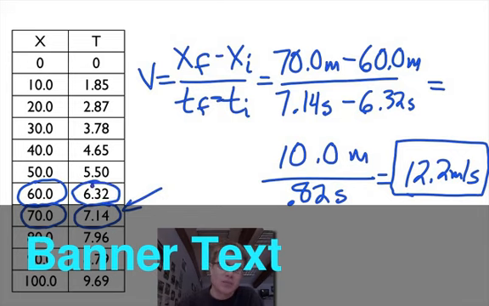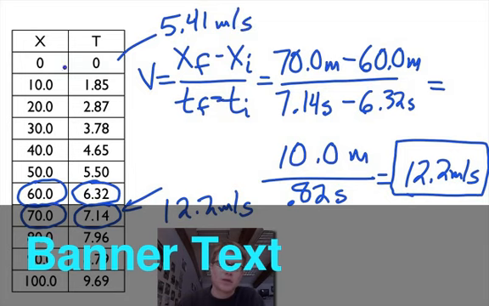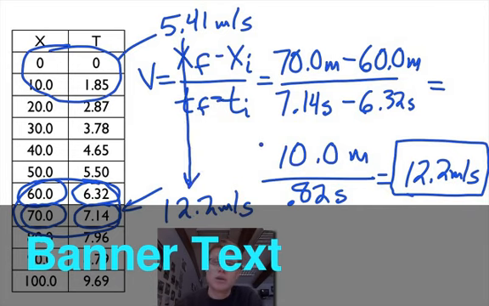And so this would be his speed down here, 12.2 meters per second. And remember when we were way up here, his speed was only 5.4 meters per second. And so what has happened from here to here? Well, the velocity has actually increased. And so you know what that means. What does it mean when your velocity is increasing? That means that we're accelerating.